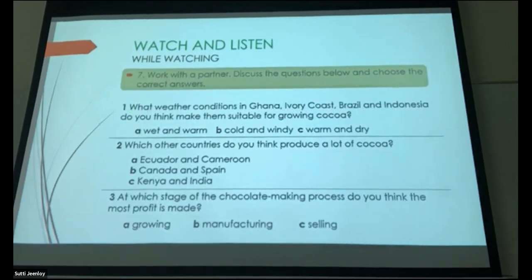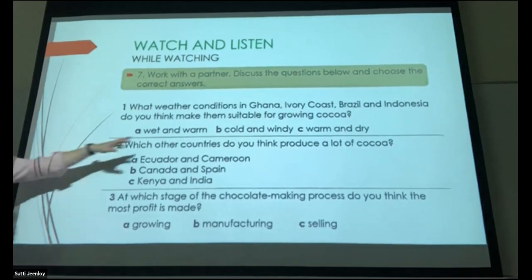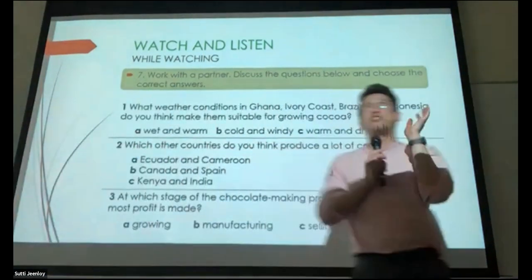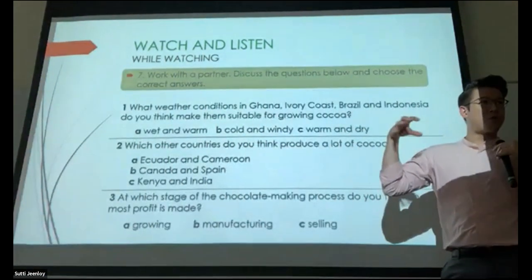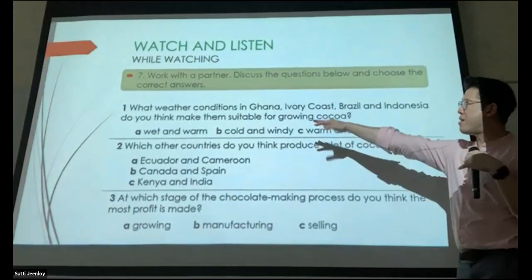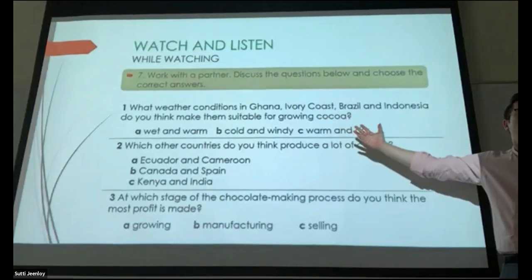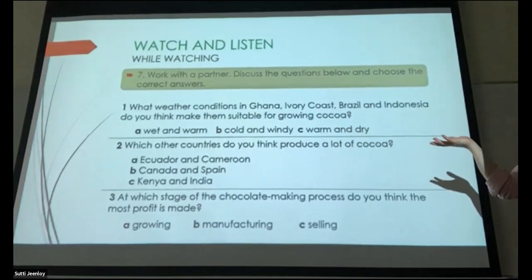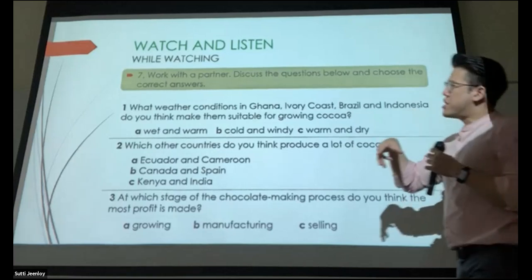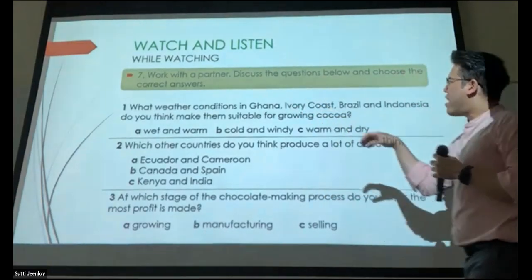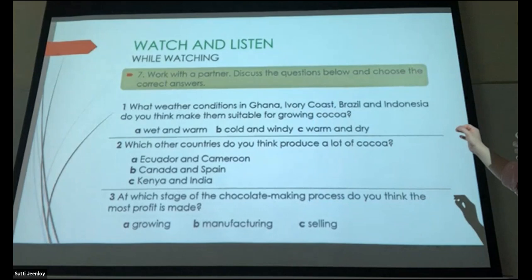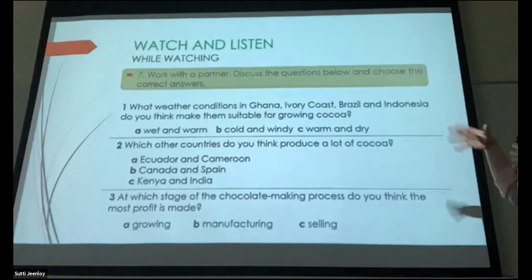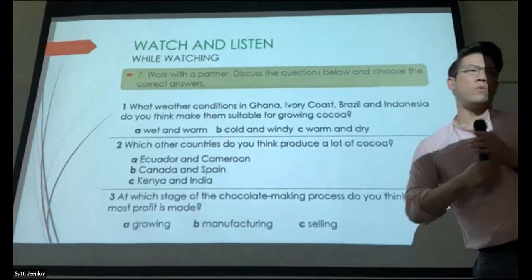Okay, now, what weather condition in Ghana? These are the countries where the cocoa trees are grown, right? Ghana, Ivory Coast, Brazil. So the question is, what weather conditions in Ghana, Ivory Coast, Brazil, and Indonesia do you think make them suitable for growing cocoa?